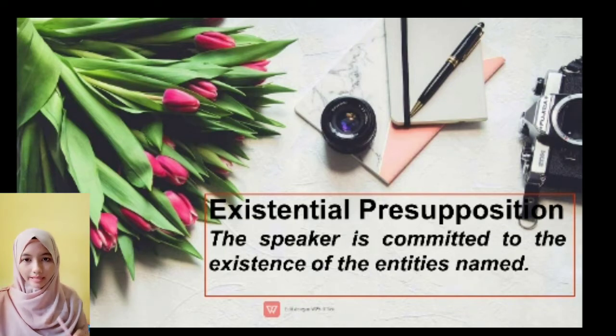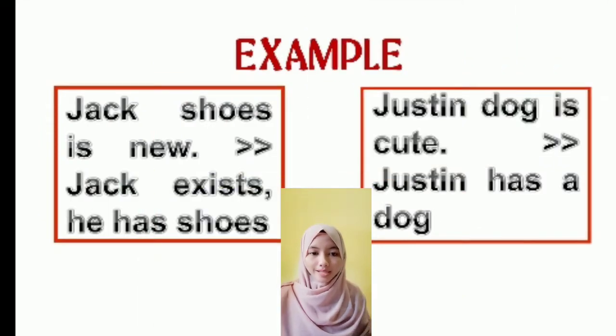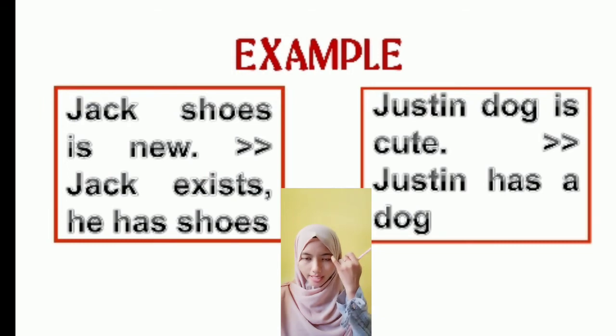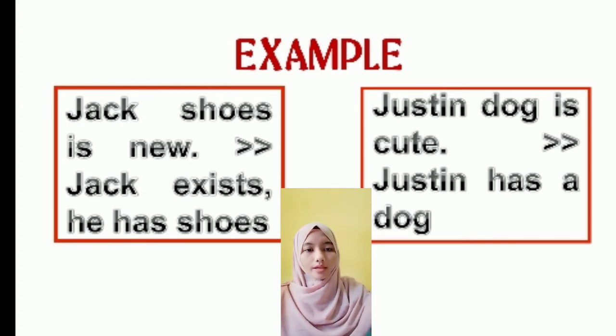Here we can see the example. Jack's shoes are new. Jack exists and he has shoes. Also, when someone says Justin's dog is cute, we can presuppose that Justin exists and he has a dog. Okay, let's come to the following type of presupposition.